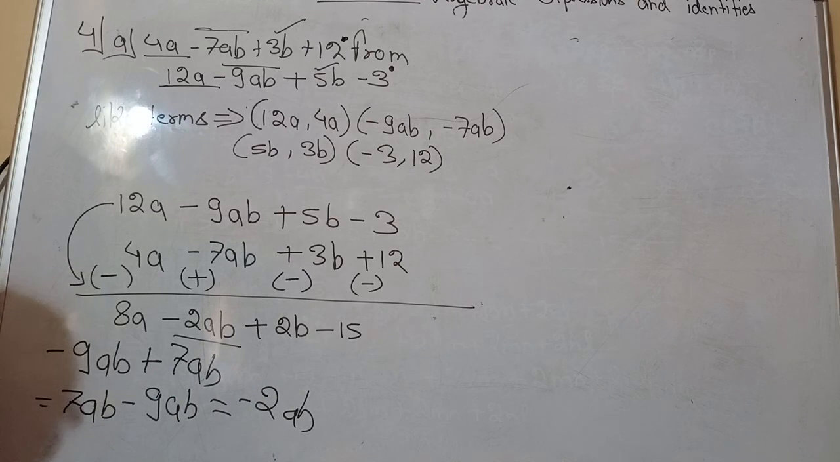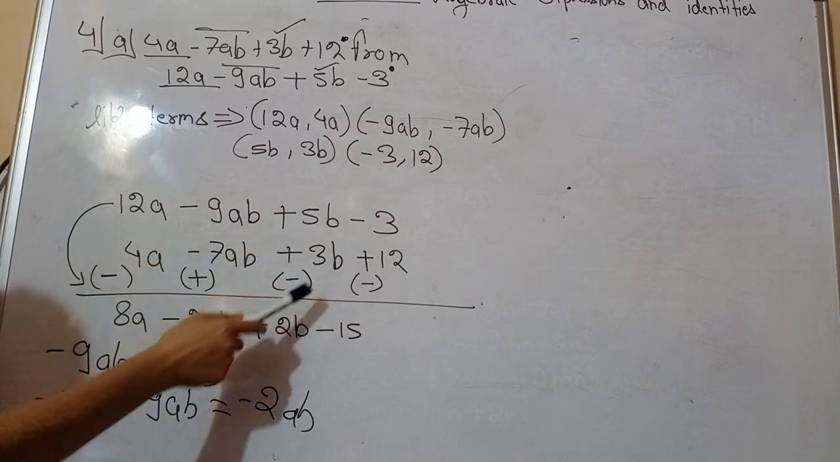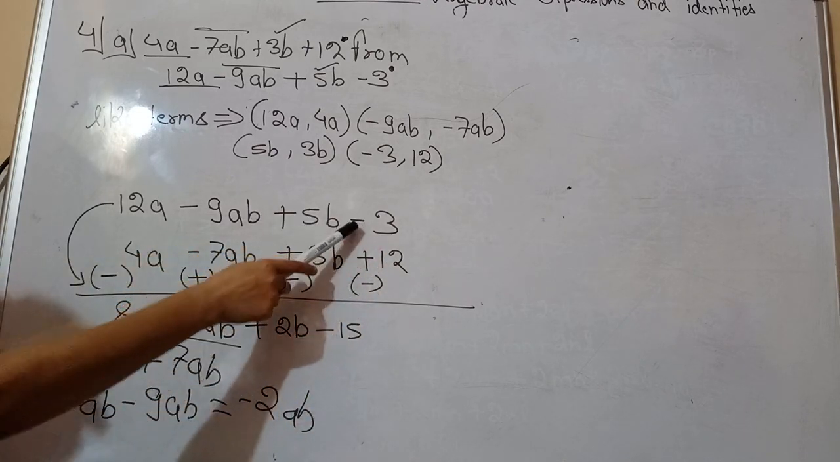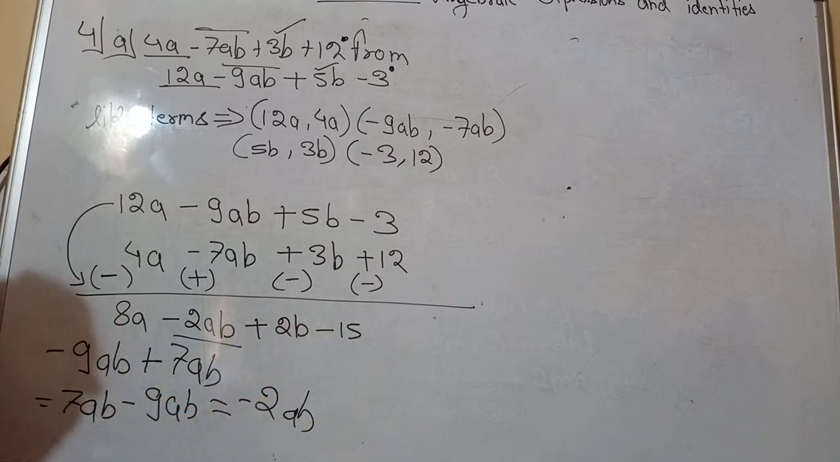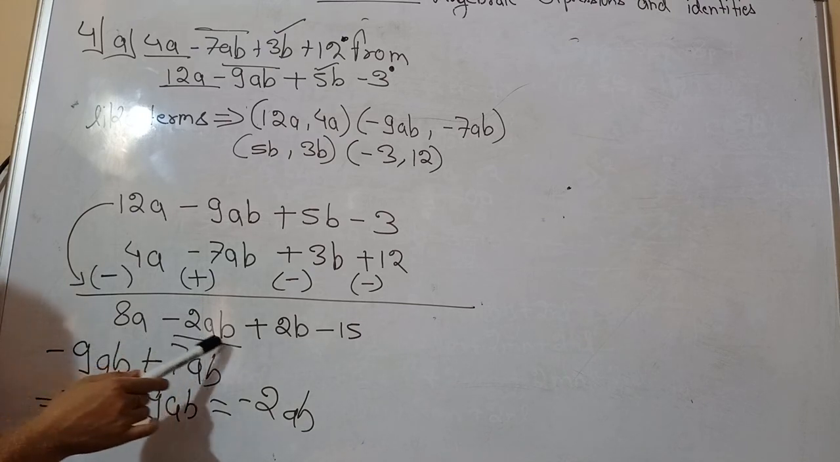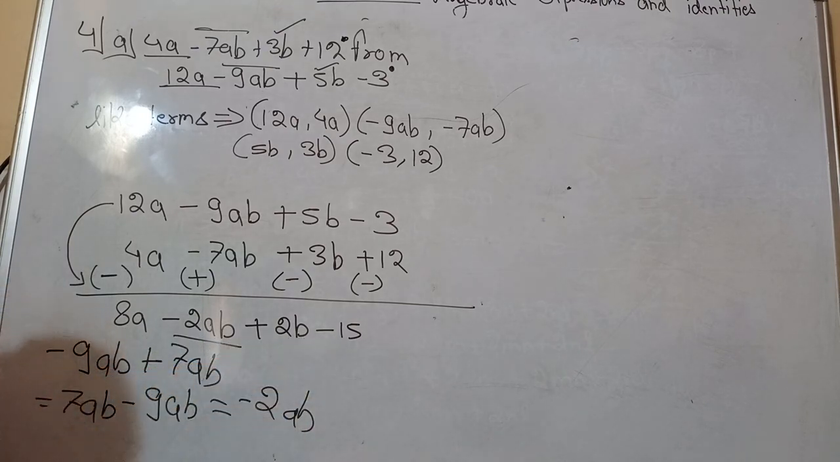Okay. Now this one, 5 minus 3 gives plus 2b, and the last one, minus 3 minus 12, will give us minus 15. So the same resultant we are getting as in the first method: 8a minus 2ab plus 2b minus 15. So these are the two methods which you can apply for finding the subtraction of the given terms.